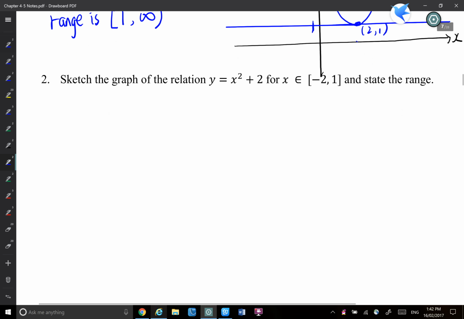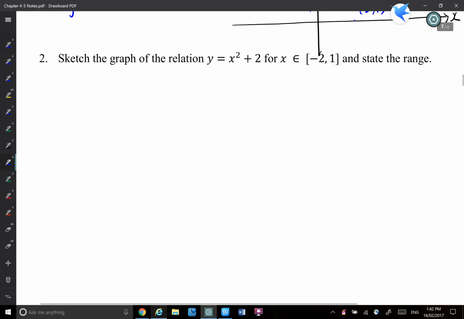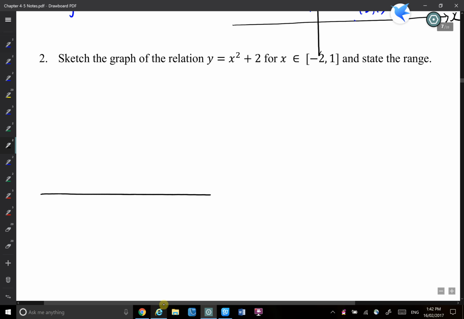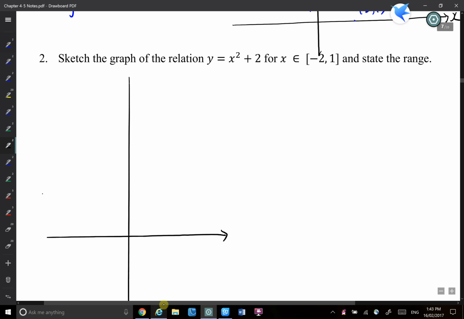Next one, sketch the graph of the relation x squared plus 2 for x belongs to [-2, 1], and state the range. Okay, so let's sketch this graph. I will sketch this graph normally, without thinking about the domain first. I will think about what the graph will look like generally.